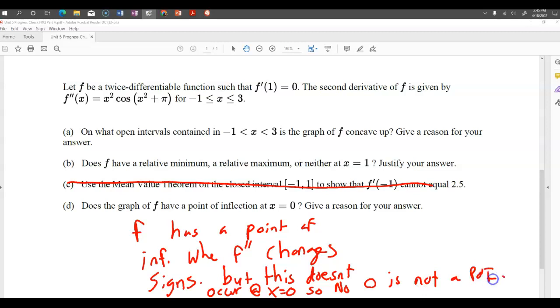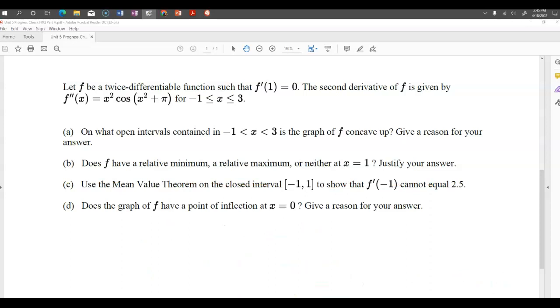As a result, we would say no, 0 is not a point of inflection. So f double prime would have to be changing from positive to negative or negative to positive. In other words, it would have to actually cross the x-axis, and it did not. So that one is done. Let's go ahead and move on to our next one.